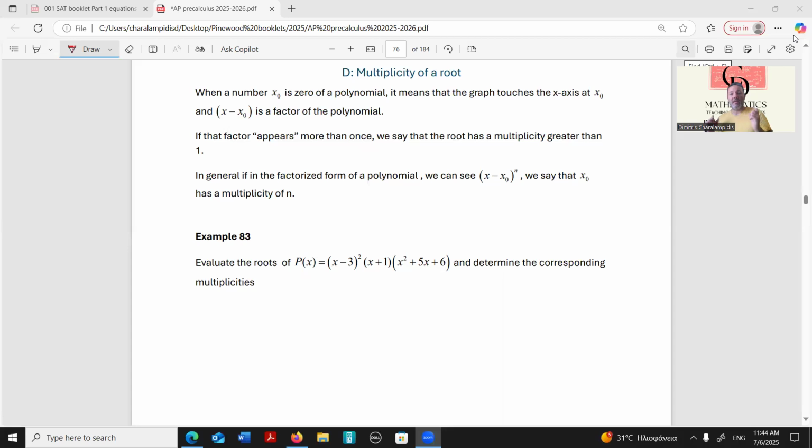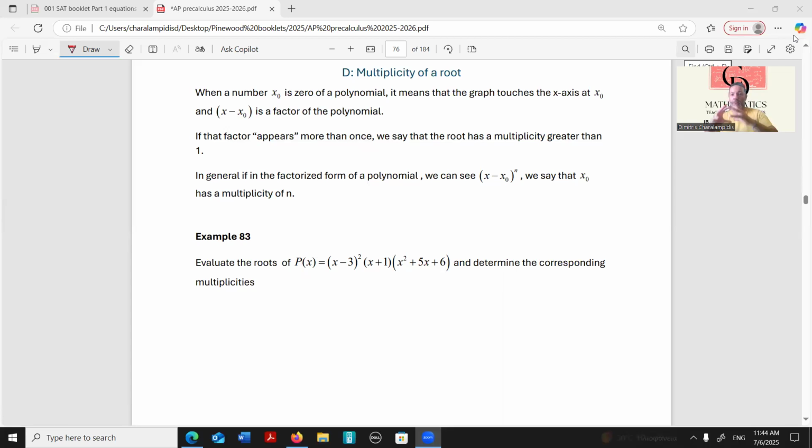Now, if that factor x minus x0 appears more than once, let's say if we have x minus 3 times x minus 3, we say that that corresponding root, the 3 in the case of my example, has a multiplicity greater than 1. Actually, it has multiplicity equal to the exact amount of times that factor keeps appearing.